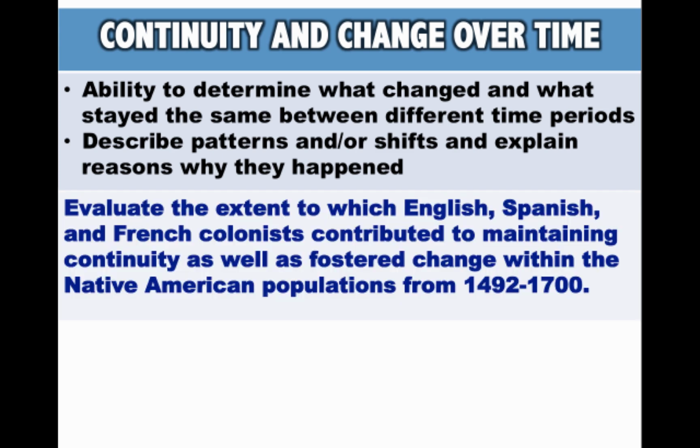Some examples in the real world: evaluate the extent to which English, Spanish, and French colonists contributed to maintaining continuity as well as fostered change within the Native American populations from 1492 to 1700. So keep in mind, if they give you years, dates, you need to stay within those years. So obviously 1492, the arrival of Columbus. How did Native Americans' lives change? Did they stay the same? So you're going to need to take a look at what happened before Columbus and what happens all the way up until 1700, and you need to hit on those three different areas: English, Spanish, and French colonies.